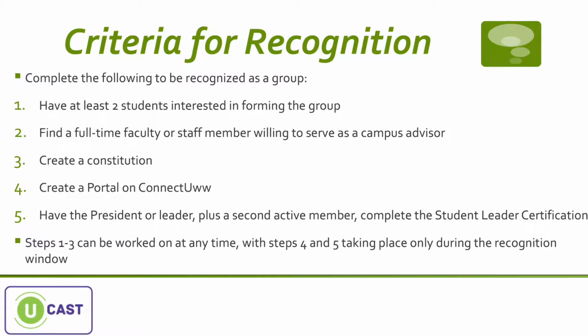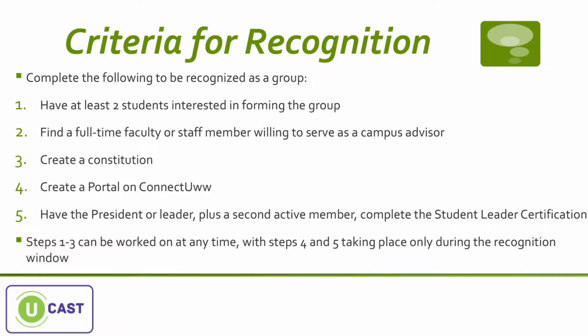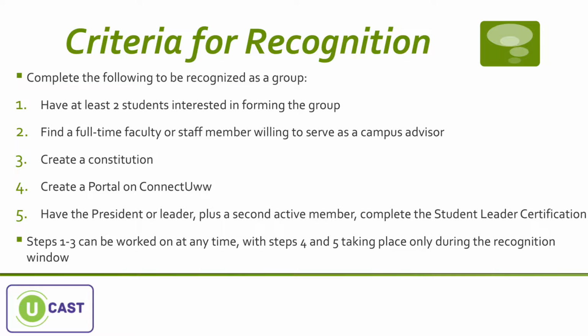in this video. These requirements include having at least 2 students interested in forming the group, finding a full-time faculty or staff member willing to serve as a campus advisor, creating a constitution, a document by which you will manage your organization, creating a portal on Connect UWW, and lastly, having the president or leader plus a second active member complete the student leader certification.